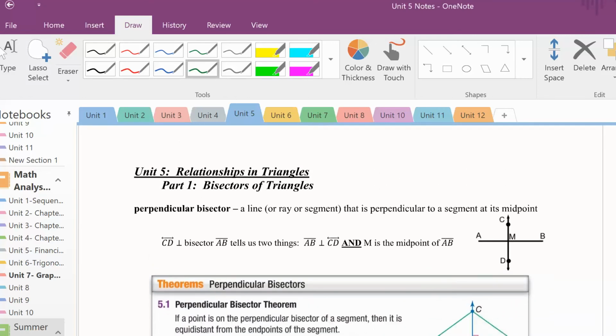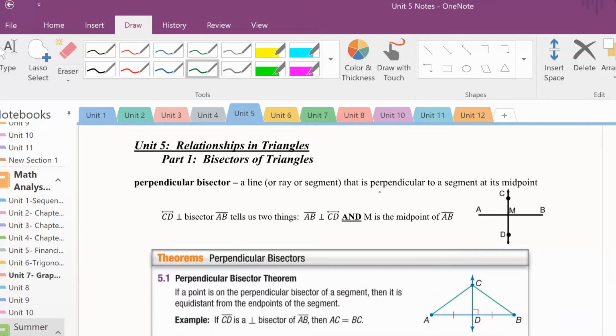So a perpendicular bisector is a line or ray or segment that is perpendicular to a segment at its midpoint, meaning it not only divides the segment in half, but it also forms right angles at the segment. Therefore, it is called a perpendicular bisector because it's both perpendicular and at the midpoint.